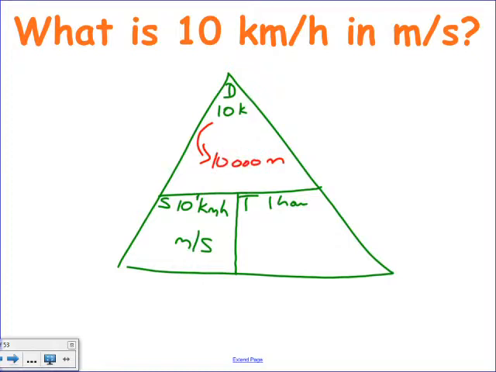I don't want it per hour. I want it in seconds. You're changing your hours. Good. So I've got 1 hour. How many minutes is that? 60 minutes. How many seconds is that?